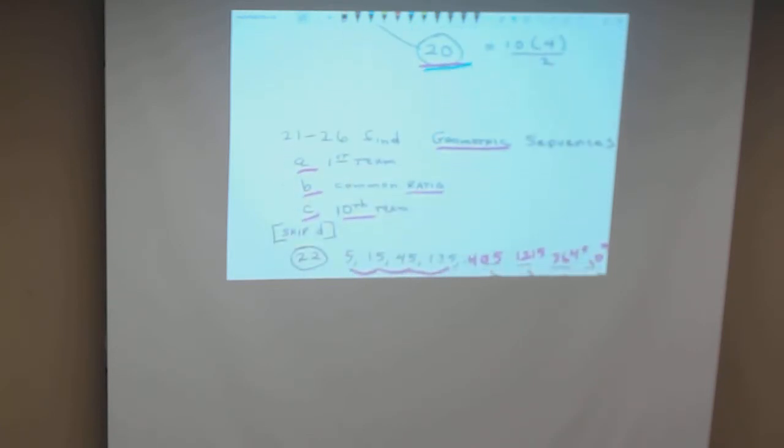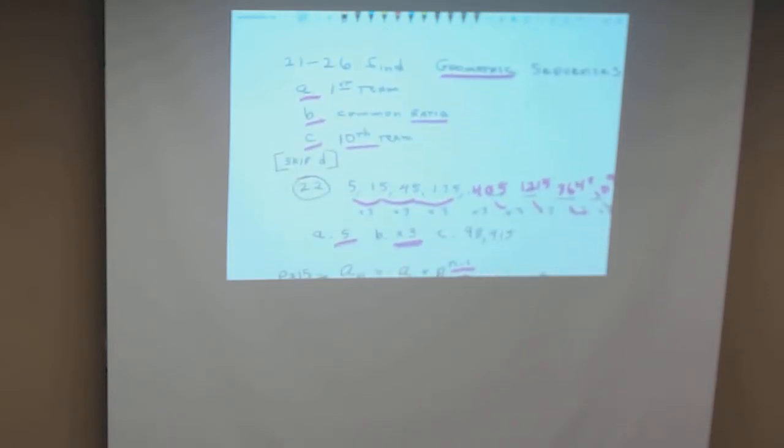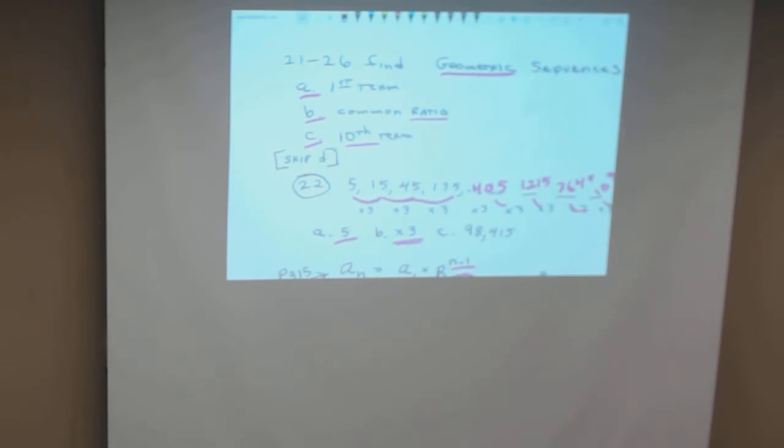Problems 21 to 26 tell us to find geometric sequences. And they just tell you, for this section, these are geometric. But you can tell that anyway by looking at it. And then again, skip D, only do A, B, and C. But these are geometric sequences.